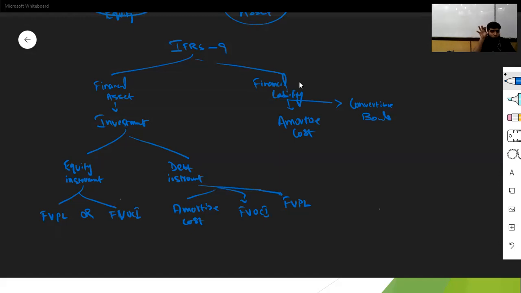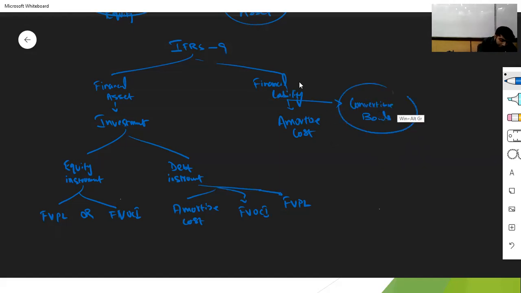Financial liability, how to recognize the financial liability? We have one option, that is amortized cost. There is another option that is allowed by IFRS 9, but we will not be considering this one as this is not important for FR exams. Amortized cost is one of the important areas, and one of the most important areas is convertible bonds. And what is that, convertible bonds? Inshallah, we will discuss in this session later on.